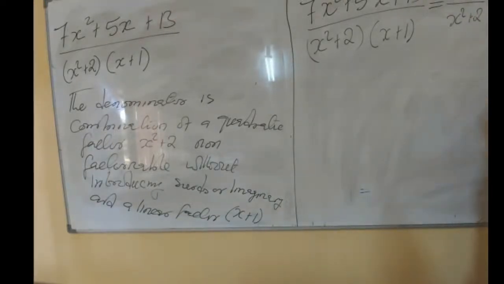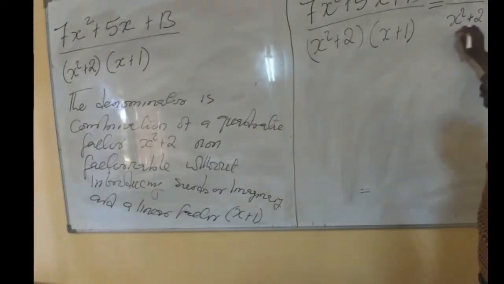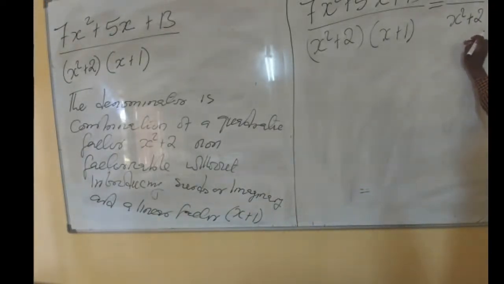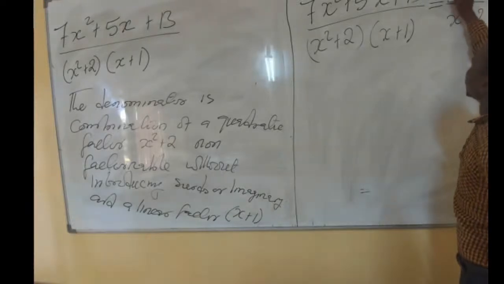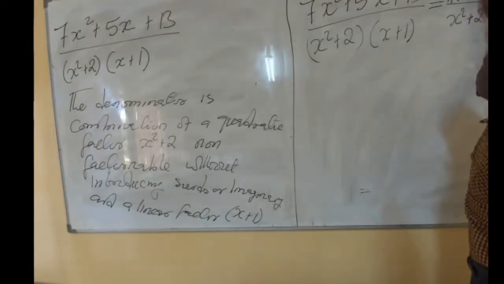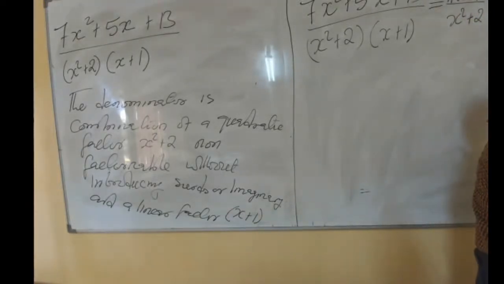We are supposed to have, now if you look at this quadratic factor, because it's non-factorizable without you introducing the surds, this means under here we are going to have ax plus b, then plus c. Other texts you find they will write maybe a plus bx. Other texts they will write like this, but it's just the same thing anyway.